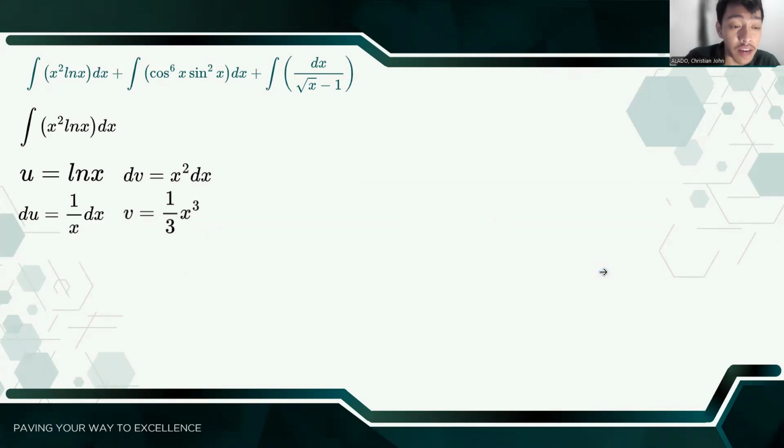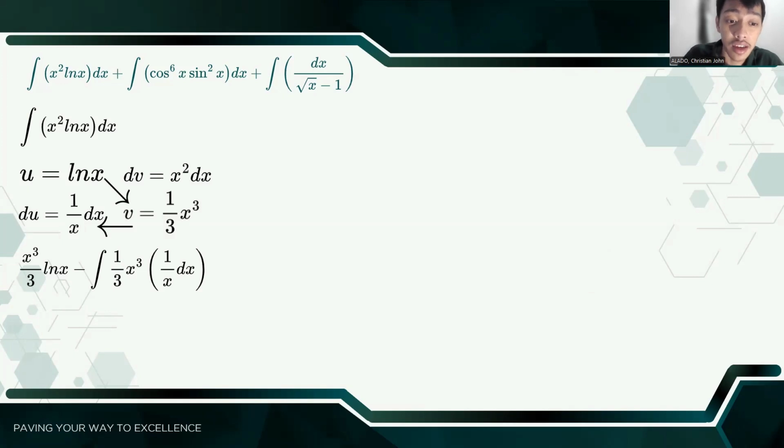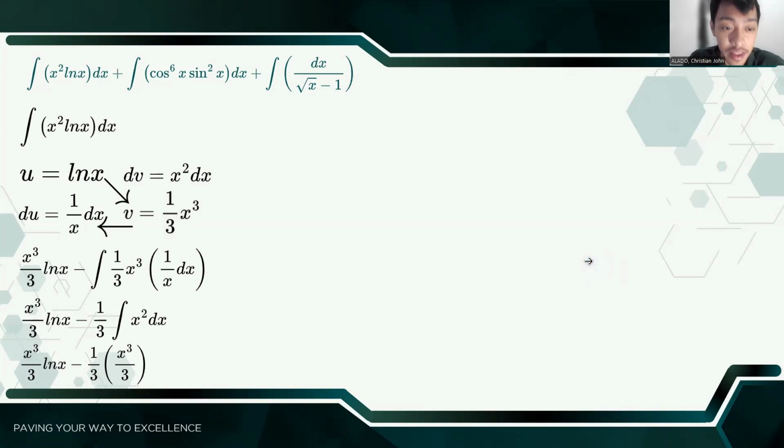Now, we have to multiply uv and then subtract it by the integral of v du, which gives us x cubed over 3 ln of x minus integral of x cubed over 3 dx over x. Now, we can apply the basic integration formulas for our second term. From the integral of x squared dx, we have x cubed over 3. And multiplying it by 1/3, we get x cubed over 3 ln of x minus x cubed over 9.